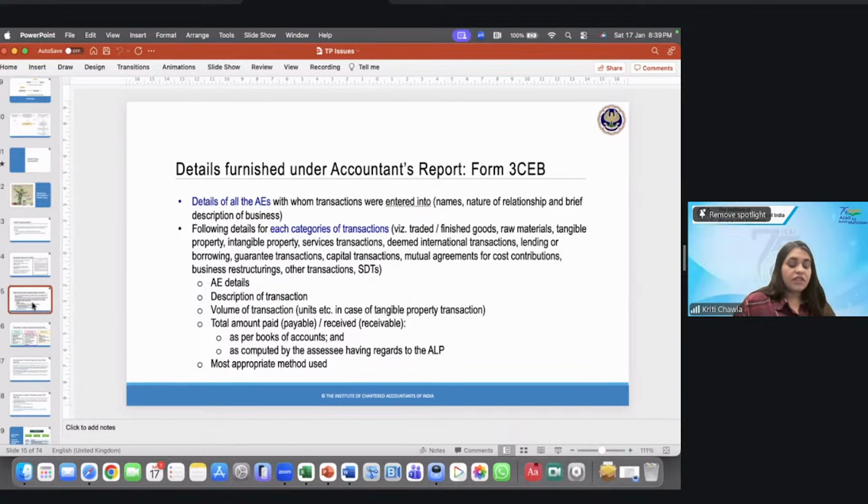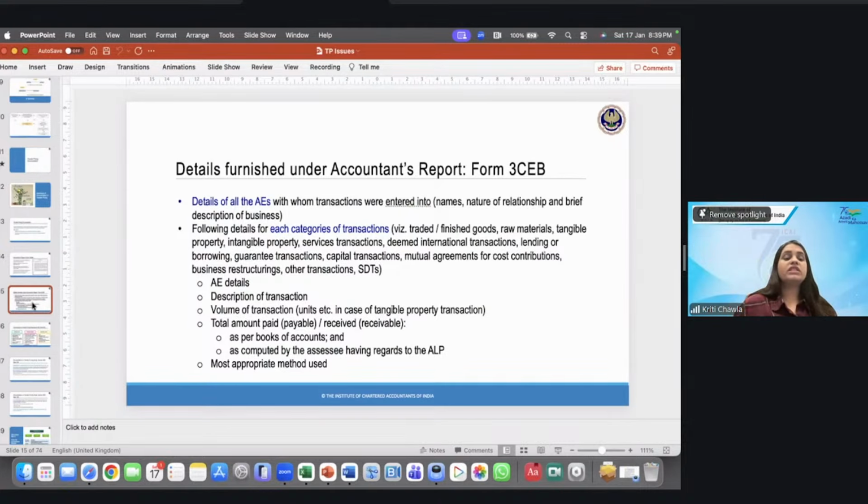Form 3CEB is a very, very concise document in the sense that it just provides basic information on the taxpayer, on the associated enterprises and the transactions that have been undertaken with the associated enterprise, and what method you have undertaken. It just looks for the name of the method that you have chosen to benchmark that transaction. That is all the information that actually goes in Form 3CEB.